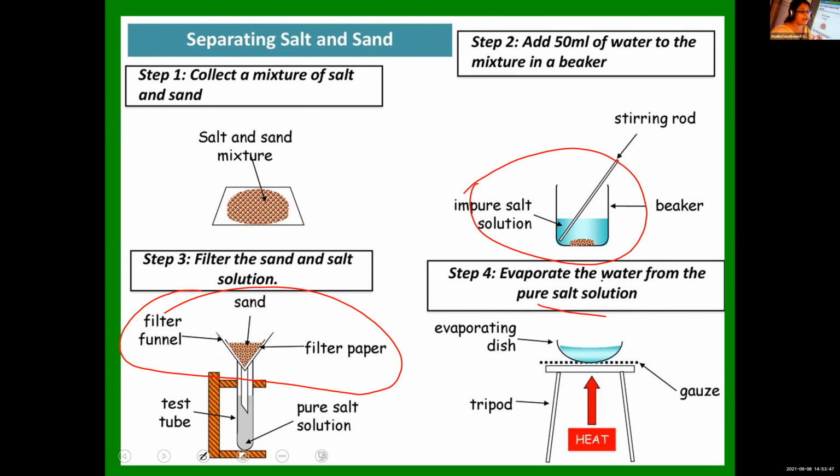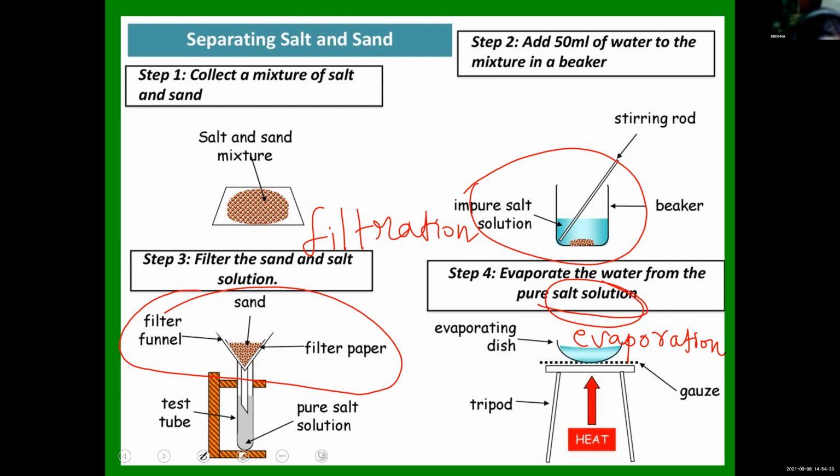For that, you have to heat the salt water after removing the sand using filtration. So the first method, to separate the sand, is filtration, and to separate the salt we use evaporation. So here we are using two methods, just like in rain formation, where condensation and evaporation are used. Here also there are two methods to separate salt and sand.